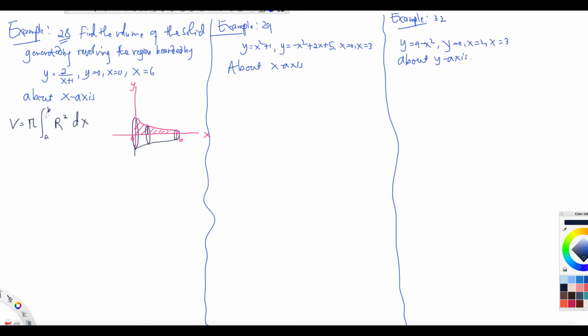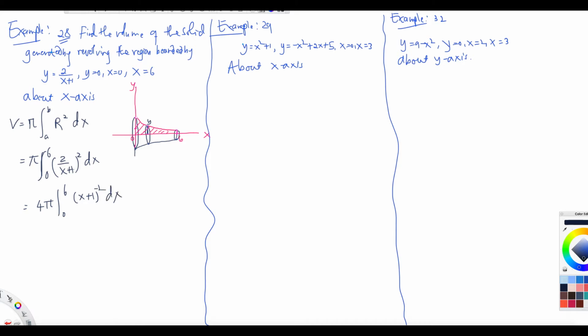That's why we'll be writing pi times the integral from 0 to 6, right? r will be that value. That value is basically the y coordinate of that point, right? So y is basically 2 over x plus 1. So 2 over x plus 1, squared, and then dx. That's what you do. So what do you get? If you square this, you will get 4 pi, integral from 0 to 6, x plus 1 to the negative 2 dx, right?